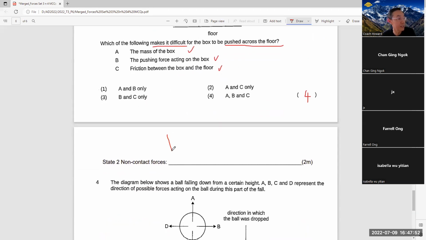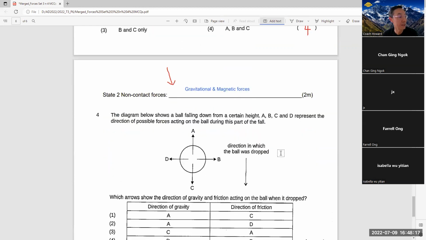Okay, there's another extra question here. So this one my student will know. State 2 non-contact forces. So non-contact is gravitational and magnetic force. Non-contact means they don't need to touch each other. Okay, gravitational and magnetic forces, these two. Okay, 2 marks. Okay, next one.